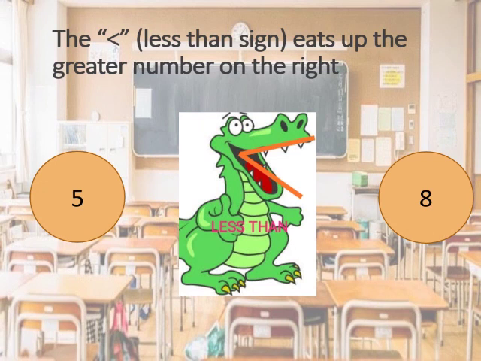Now once again we have number 5 and number 8. In this case again 8 is bigger than 5. So the alligator will open his mouth towards 8 because he always wants to eat more. And this symbol is the less than symbol. And we will write 5 is less than 8.